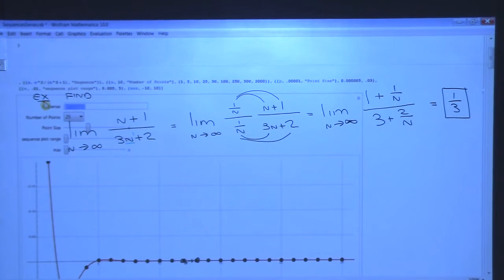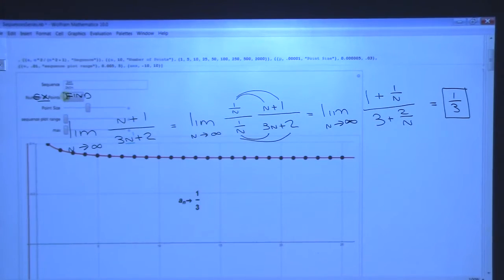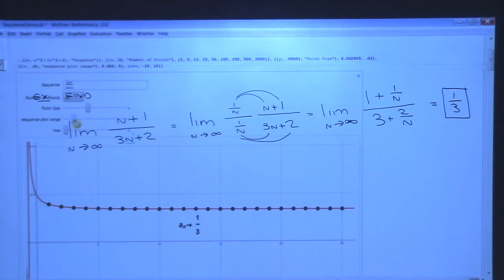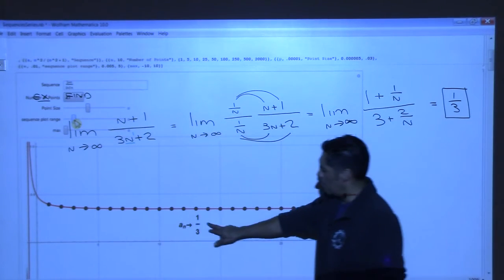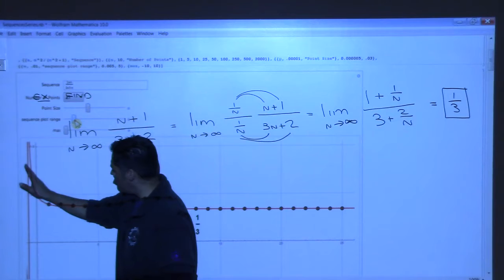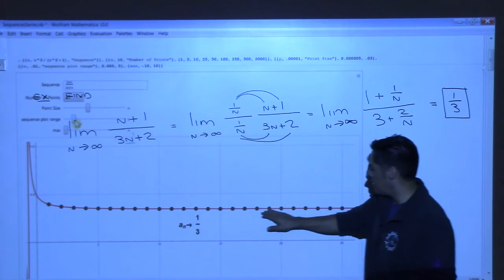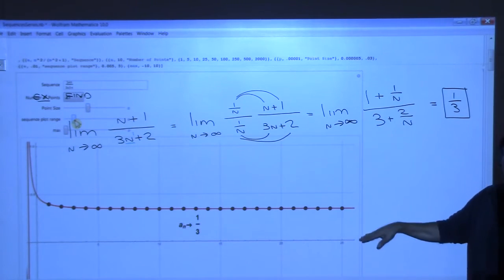And plus 1 over 3n plus 2. There we go. So you see, I have it here. We're going towards 1/3. So we start plugging in. Here come my dots, dot, dot, dot, dot, dot, and these are getting closer to 1/3.